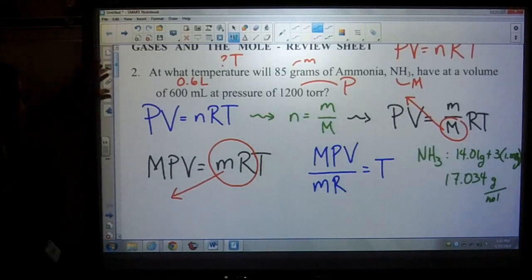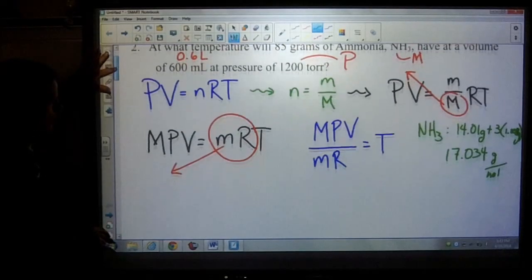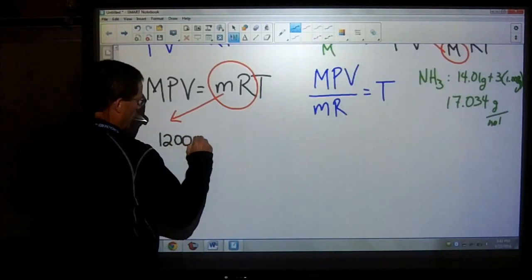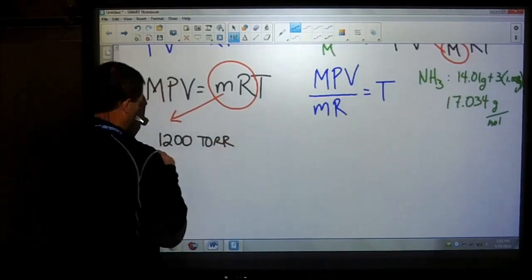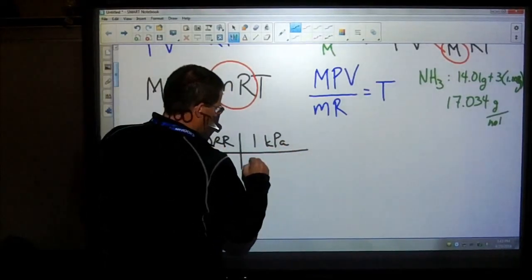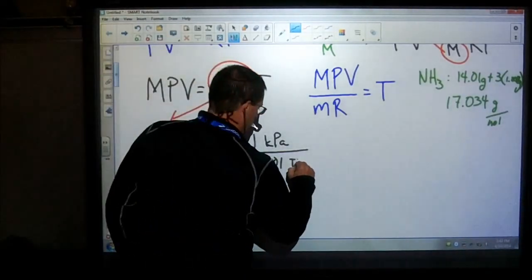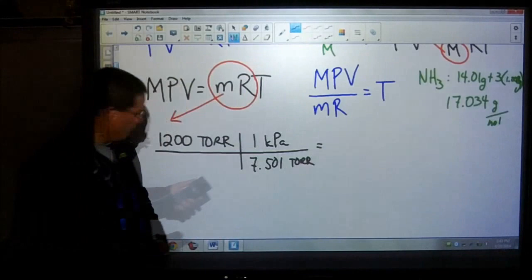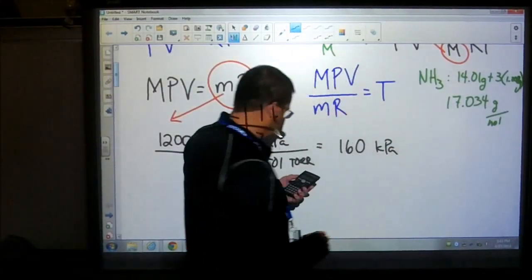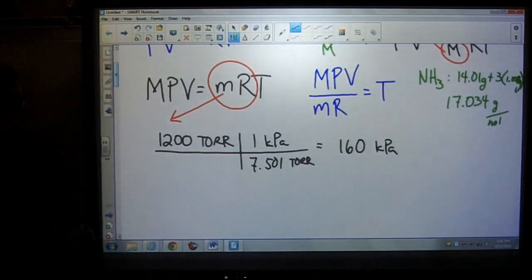All right, so now we also need to convert the torr of pressure, so let's do that. So 1200 torr, and I'm just going to convert that to kilopascals. That seems to be the easiest route here. So 1 kilopascal pressure is equal to 7.501 torr, and I'll give you that conversion. So let's get a value for that. It is 160 kilopascals. My calculator says 159.9786695. So leave that in your calculator as well.